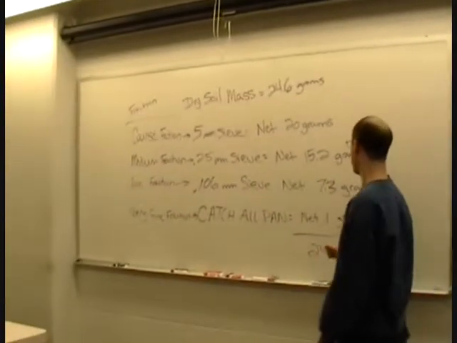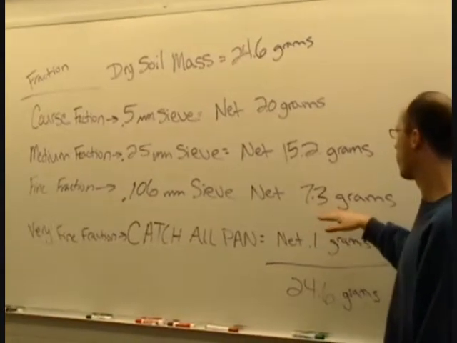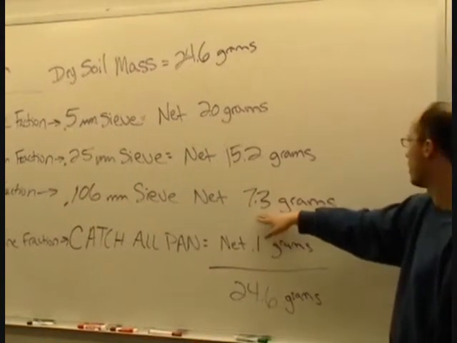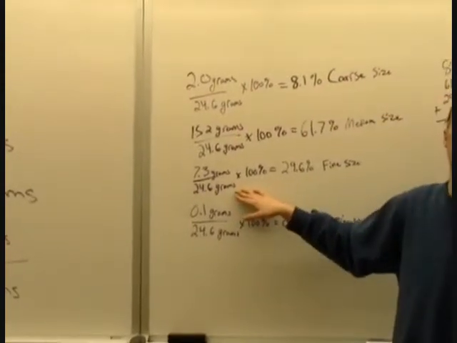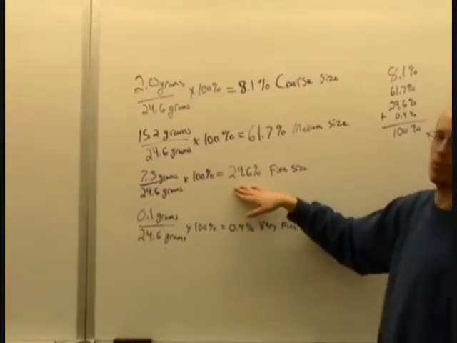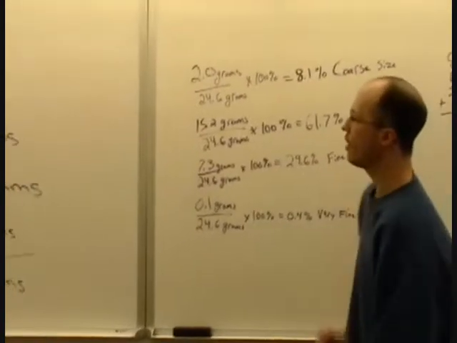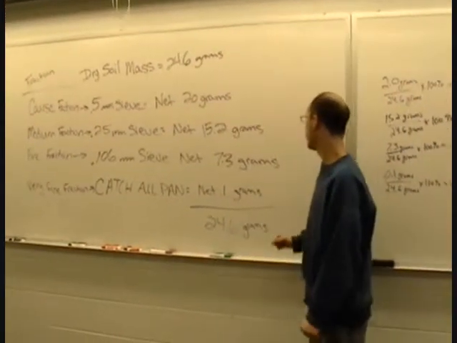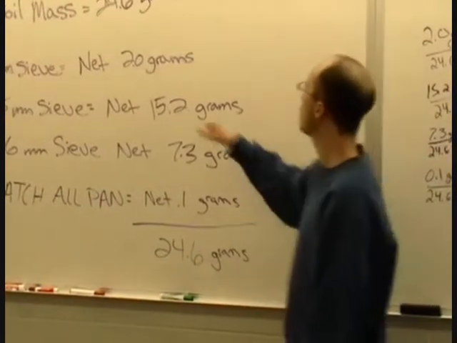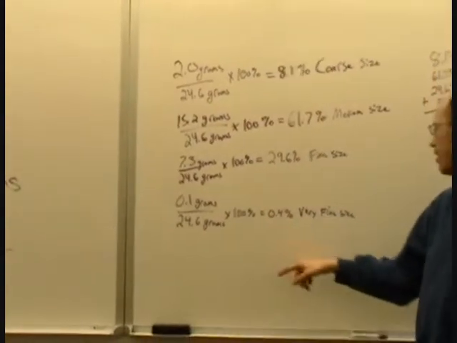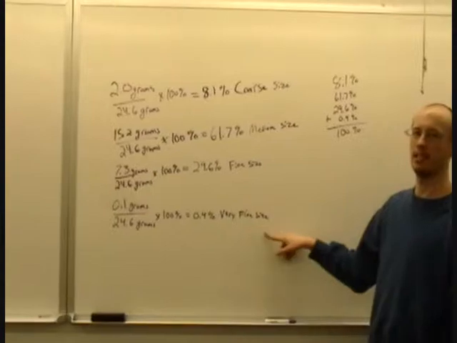For the fine fraction, we're going to take the weight for the fine fraction sieve, and then divide that by 24.6 grams. As you can see here, we take 7.3 grams divided by 24.6 grams, multiply that by 100%, equals 29.6%, and that's your fine size. And then finally, for the very fine fraction, this would be your catch-all pan again. We're going to take the net weight, which is 0.1 grams, divided by 24.6 grams, multiplied by 100%, and you get 0.4%, which is your very fine size.